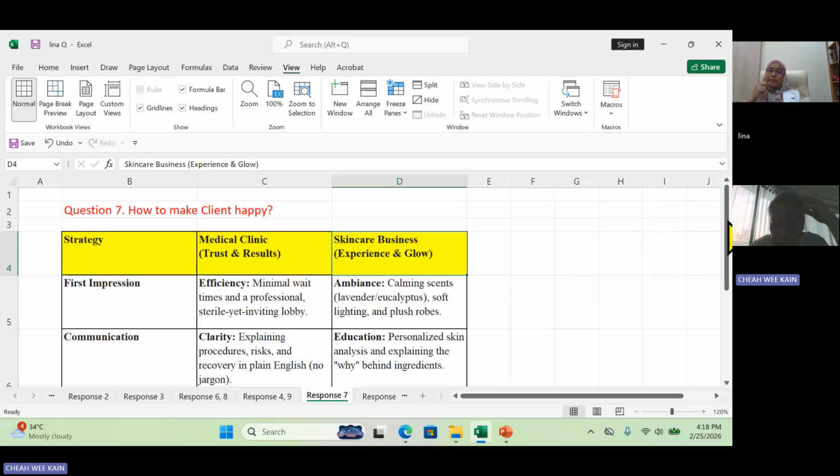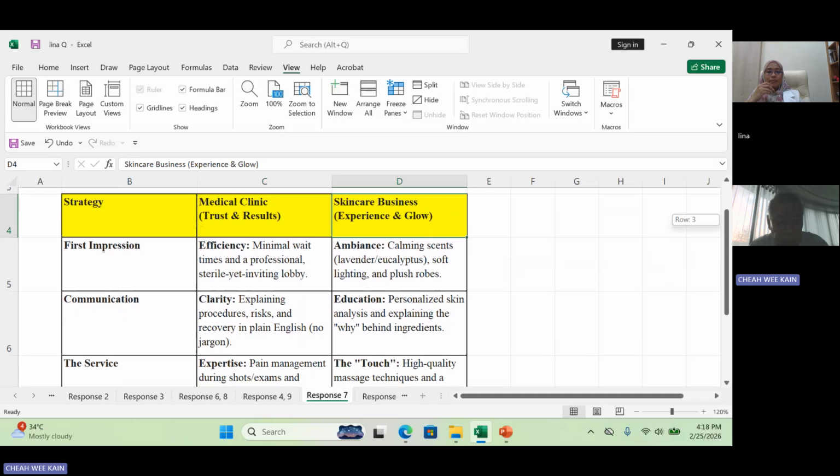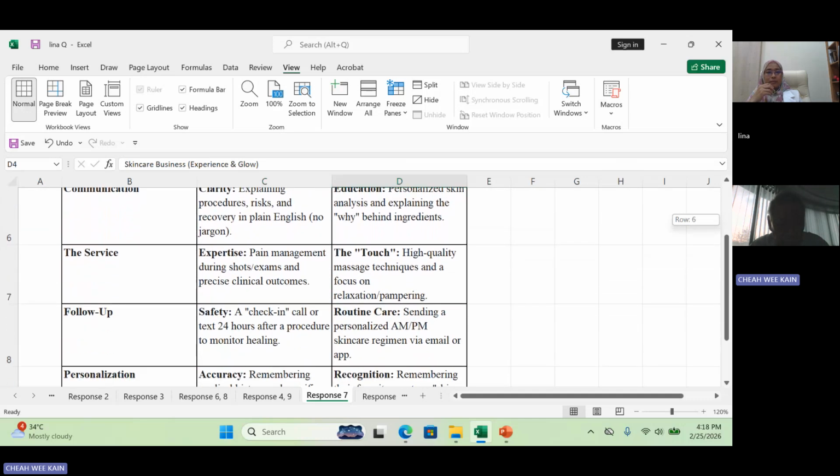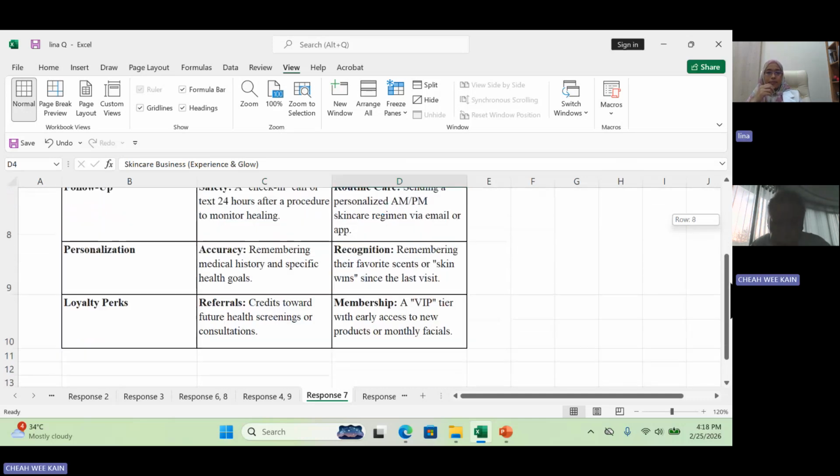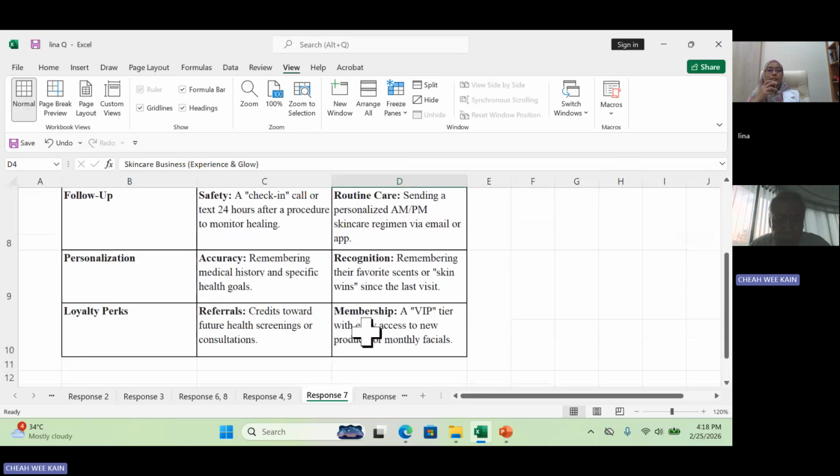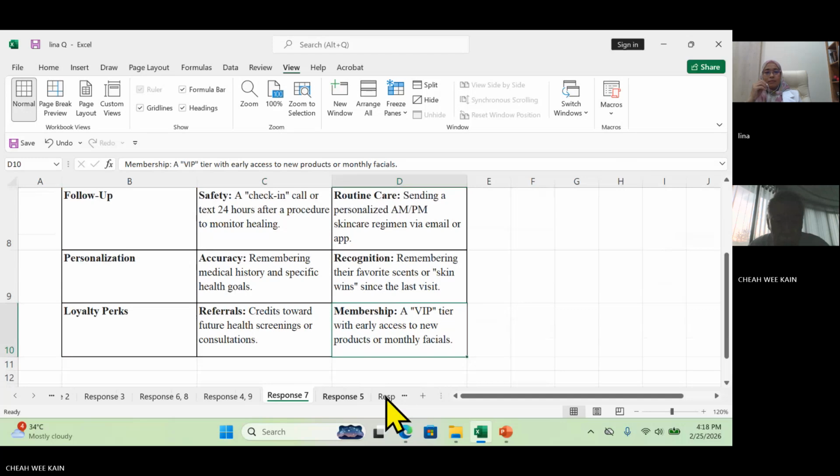So try to have this: first impression, communication, service, follow up, loyalty, and loyalty perk. The important thing is you never give freebies. Okay. Good.